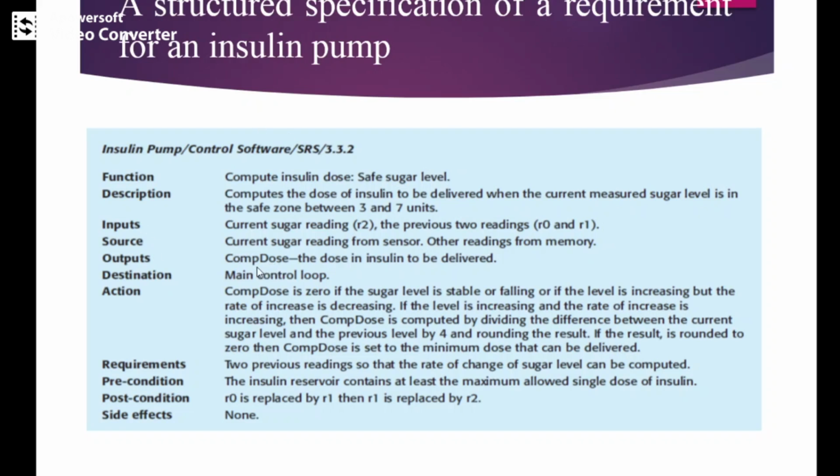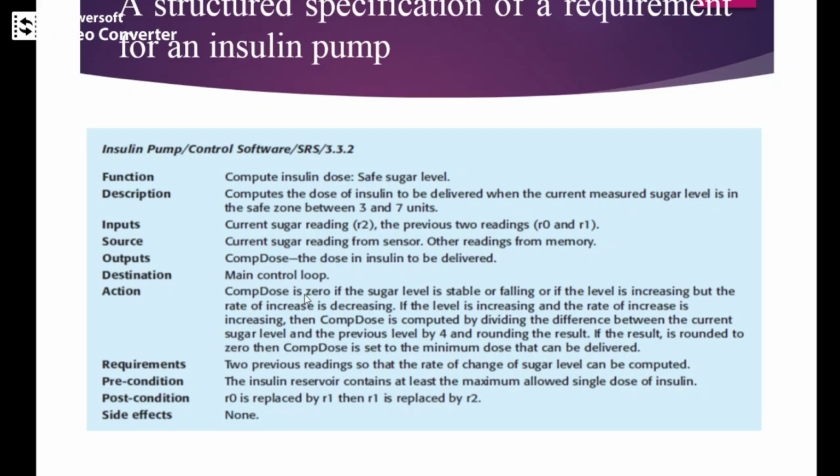Now outputs. What is that? CompDose. The CompDose function will compute the dose of insulin, so it will deliver the dose of insulin to be delivered. Destination: main control. Action. Now we are describing the sequence of activities here.